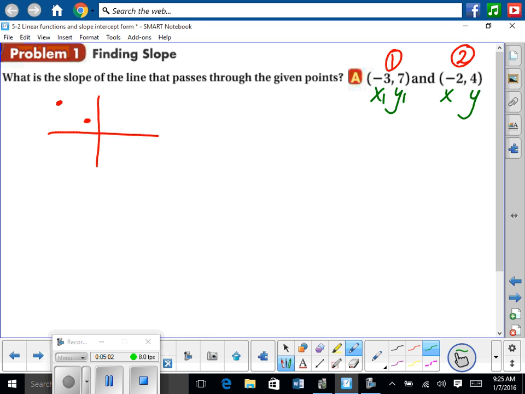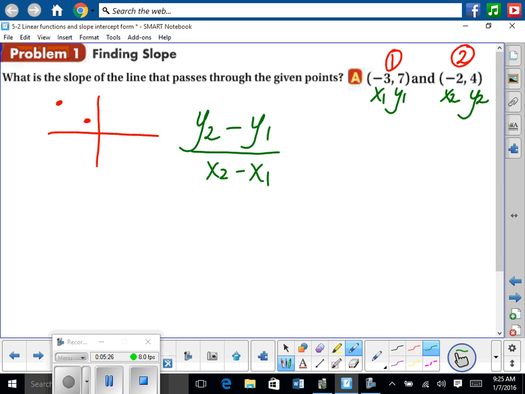Those little ones, I don't know, at first they threw people off, but that just means that's our first point. That's just our first x, that's our first y. And this is x2, y2. This is our second point. Is everybody good at that? Finding the slope is literally that easy. You have to know the formula. So it's y2 minus y1 over x2 minus x1.